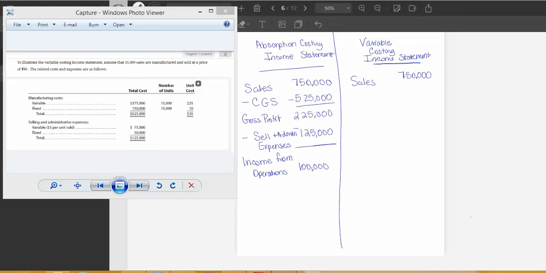Now, with variable costing, it's going to look a little different because you're going to say sales and then you're going to subtract out all the variable cost. Then at the bottom of the income statement, you'll subtract out all the fixed cost. And it doesn't matter if it's a manufacturing cost or a period cost like a normal expense, okay?